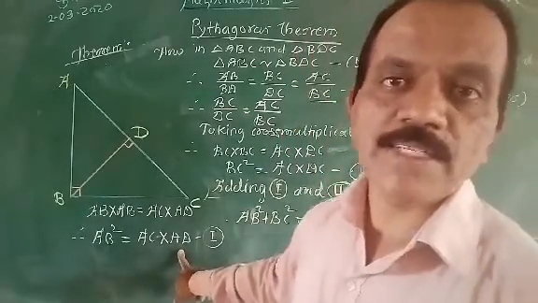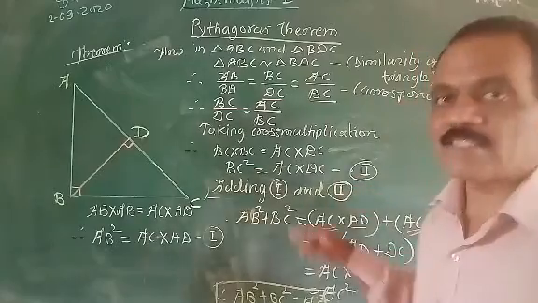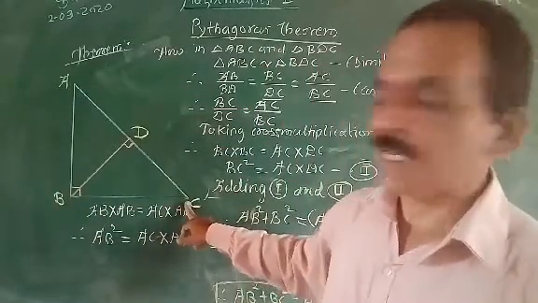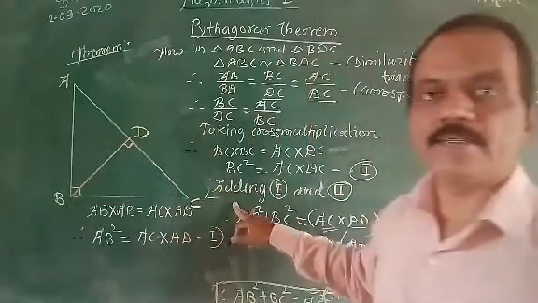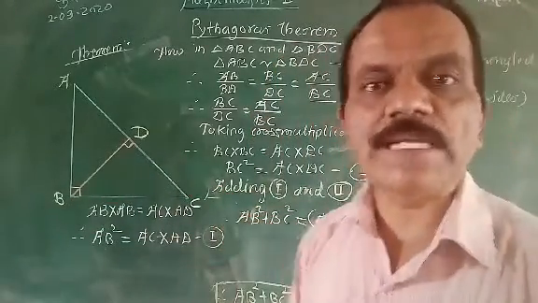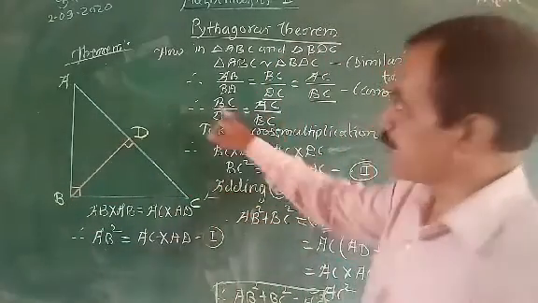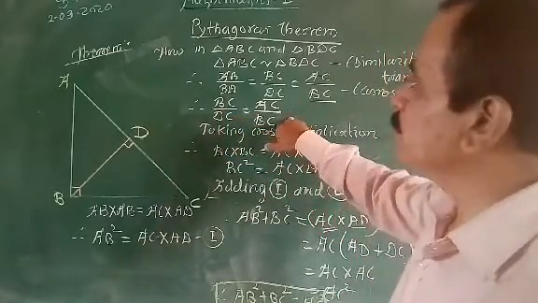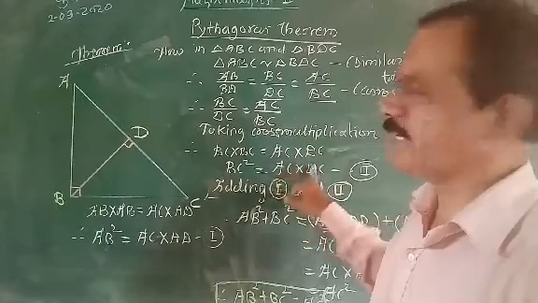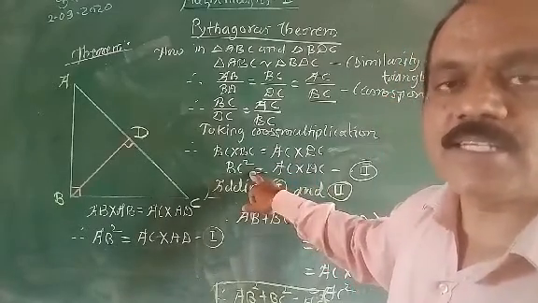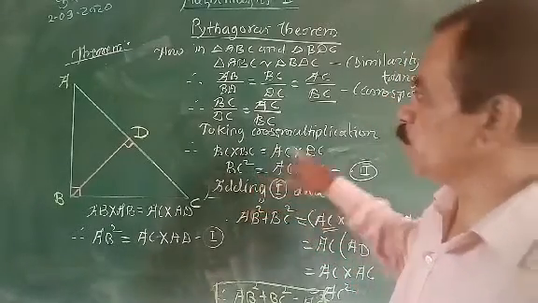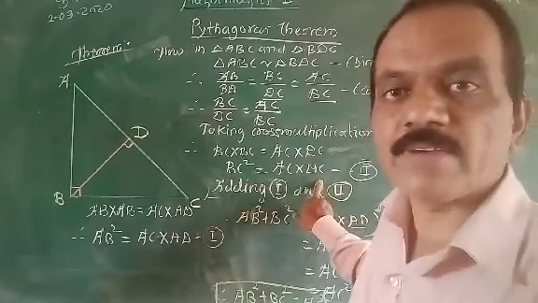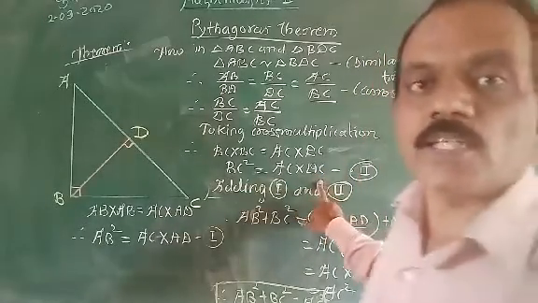Now the second statement is that triangle ABC is similar to triangle BDC. Taking the proportions of their sides, we write BC upon DC is equal to AC upon BC. Taking cross multiplication, we get BC into BC is equal to AC into DC, so BC square is equal to AC into DC.